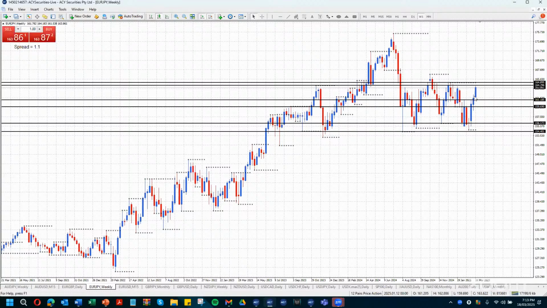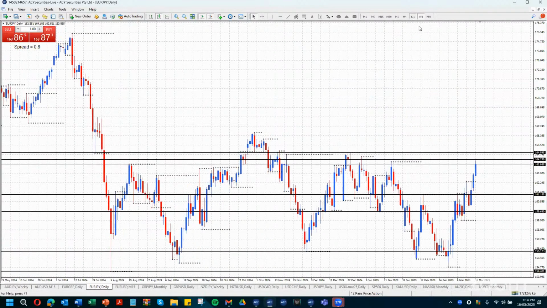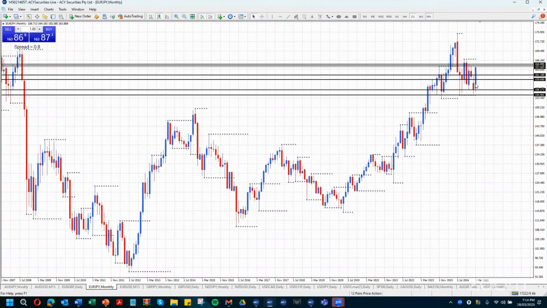So I would be very cautious up here at resistance. 164.89 weekly resistance, and there is monthly resistance over here too at 164.29. So we're coming up to a resistance area. Been range bound for 1, 2, 3, 4, 5, 6 months here.